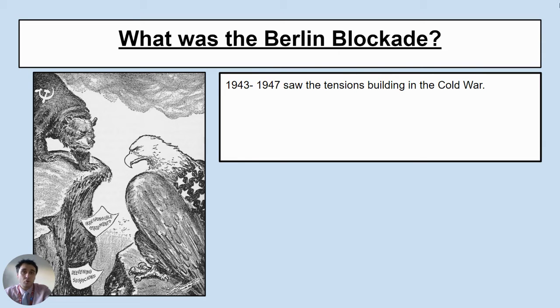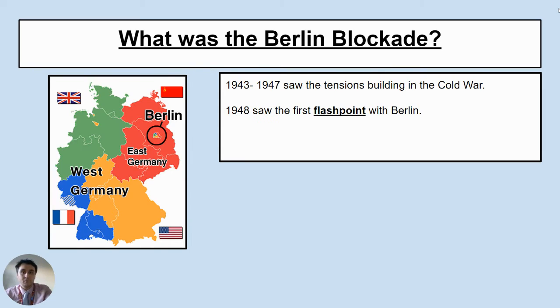So, looking at the course so far, 1943 to 1947, we've seen the tension building in the Cold War between the Russians, symbolised here with the bear, and the USA, symbolised here with the eagle. But 1948 sees the first flashpoints, and it's all to do with Berlin.